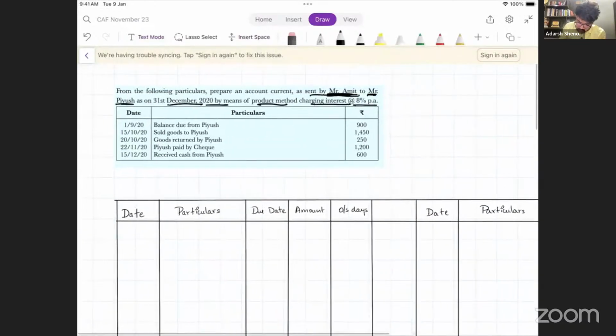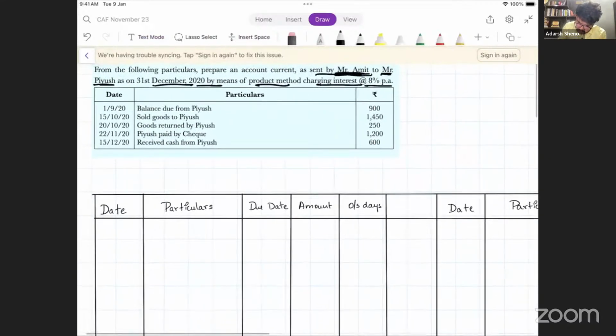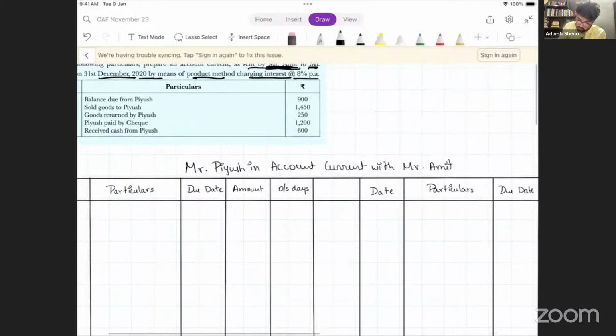So now the title of this account current will be like this: Mr. Piyush in account current with Mr. Amit. Whoever is preparing the account current, his name will come at the end, as on 31/12/2020.